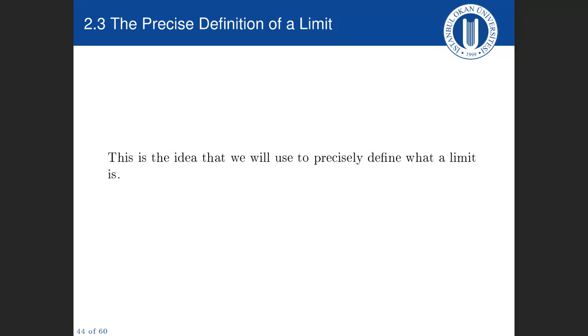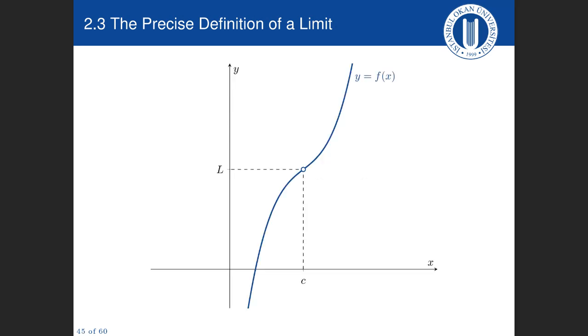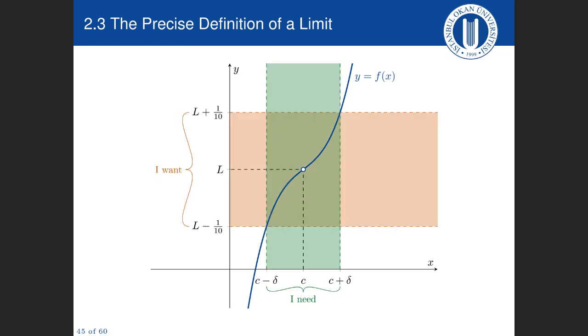This is the idea that we're going to use to precisely define what a limit is. Let's suppose we have some function, any function. This is just some function I drew. And let's suppose we're looking at x close to c, and we think that the limit is going to be the number L. Let's suppose I want to make y be between L minus 1 over 10 and L plus 1 over 10. Then, after we've been told that, we need to choose the green strip. We need to have x between c minus delta and c plus delta for some number delta.